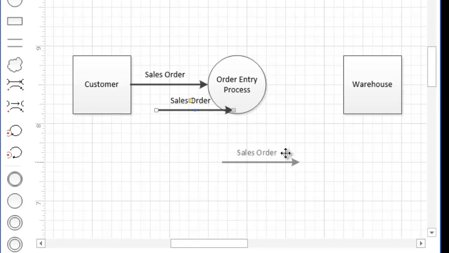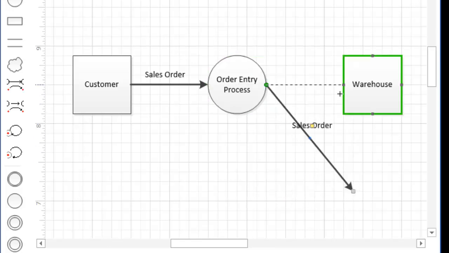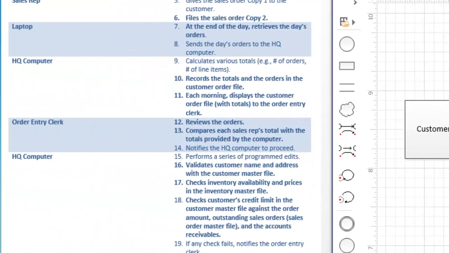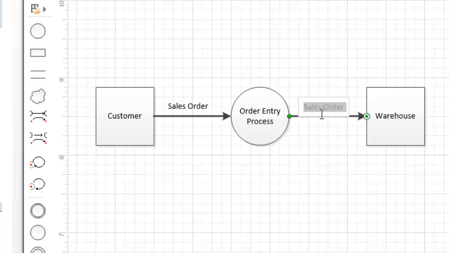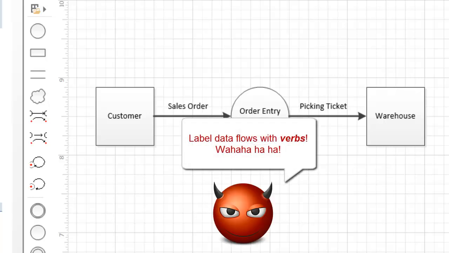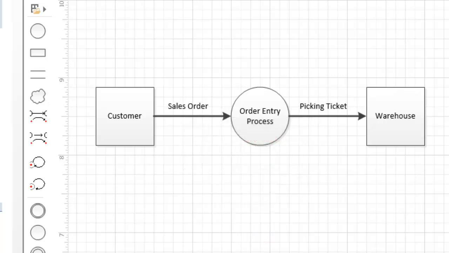Now we need to determine what flows between the warehouse and the context diagram, or the process bubble. And if we go back here and scroll down in our table, we see that the headquarter computer sends the picking ticket to the warehouse. So we're sending a picking ticket to the warehouse. We'll label that. Now notice that I labeled the data flows with nouns. Data flows will always be labeled with nouns, whether it's in logical DFDs, in physical DFDs, or in document flowcharts. We're always labeling the data flows with nouns. So resist the temptation to label data flows with verbs. That's incorrect. So that completes our context diagram.